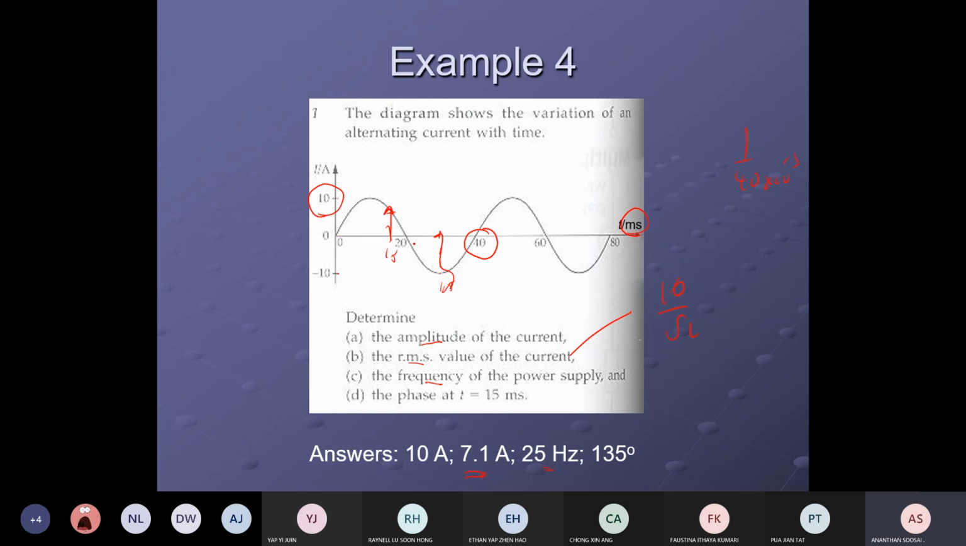So how do you find phase difference? Recall the phase difference formula. Two formulas, right? Time over period times 2 pi can give you the phase difference. Or the 2 pi you can replace with 360. So in this case, time is 15, period is 40, times 360. So it will give you the phase difference. So it's 135, the phase difference between 15 and 0.